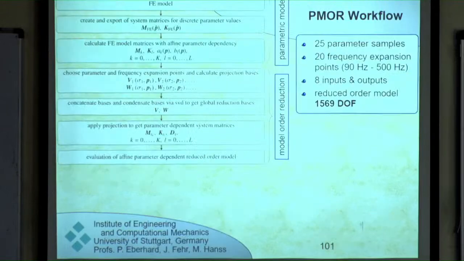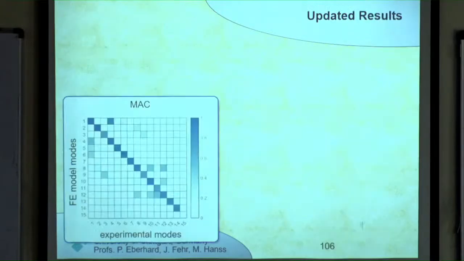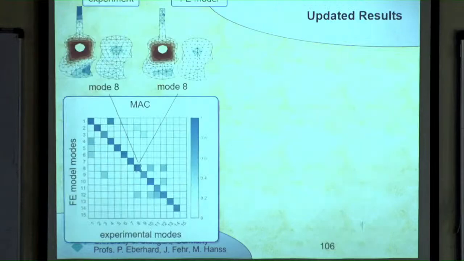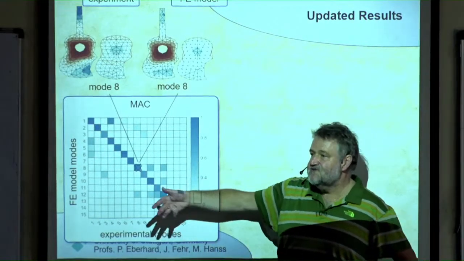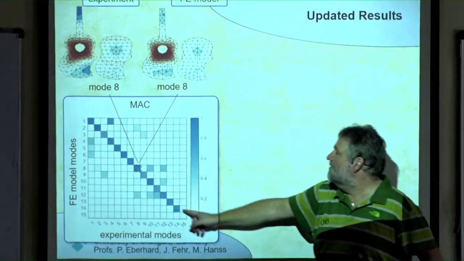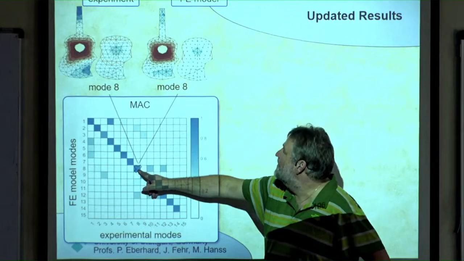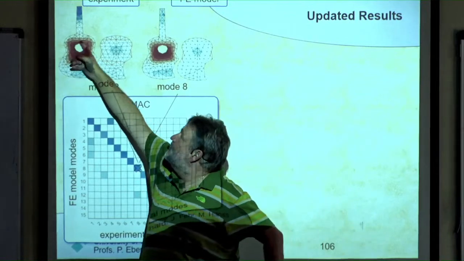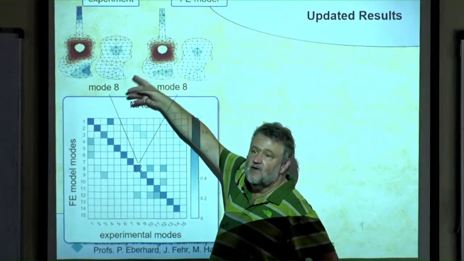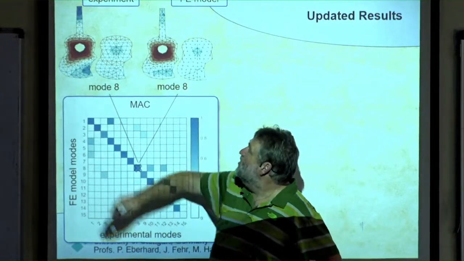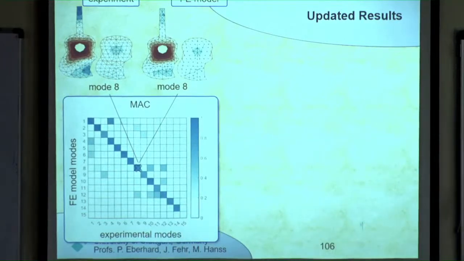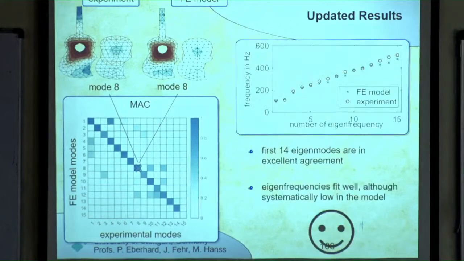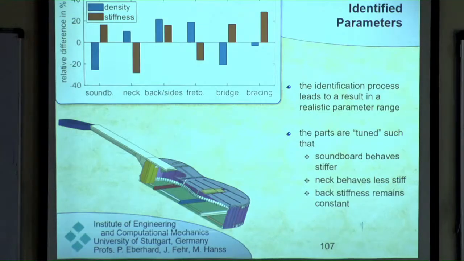I just want to give you the final result after all these kind of things. And this was this one here, the updated results. Now we have a nearly diagonal matrix. So this means that the mode shapes of our simulation and the mode shapes of our measurement agree very well. So we can, for example, pick up this one here, the number 8, and see in experiment you get this form, in simulations you get this form, and this is considered as sufficiently good. There are very small differences here, for example, in this area, but this is considered as an excellent agreement. Okay, so here we are very happy.